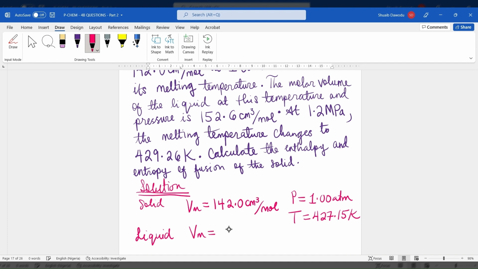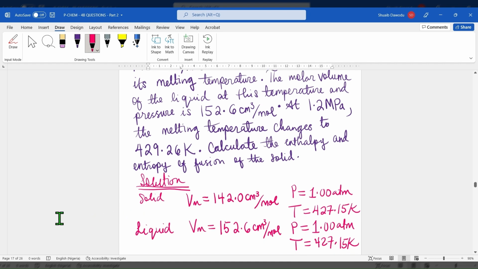Next, we're told the molar volume of the liquid at this temperature and pressure. What this is saying is that the temperature and the pressure do not change. It's still 1.00 atmosphere and 427.15 Kelvin. What's going on here is that the melting occurs from solid to liquid, a process that occurs in equilibrium where the temperature and the pressure remain the same, and the only thing that changes is the molar volume. So this new molar volume for the liquid is 152.6 centimeter cube per mole.